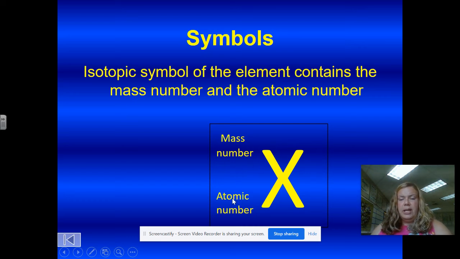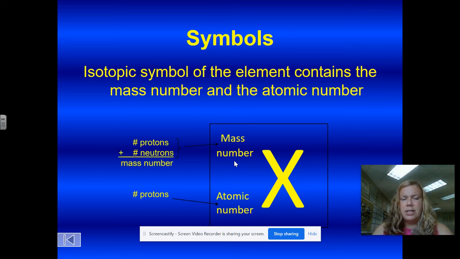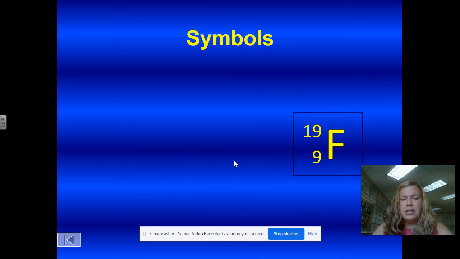Now, keep in mind, when in doubt, and you're like, oh my gosh, I cannot remember which is the mass number and which is the atomic number, the atomic number is always going to be smaller than the mass number, unless you're working with something like hydrogen. So atomic number again tells us the number of protons. The mass number tells us the number of protons plus neutrons. So let's do some practice here.